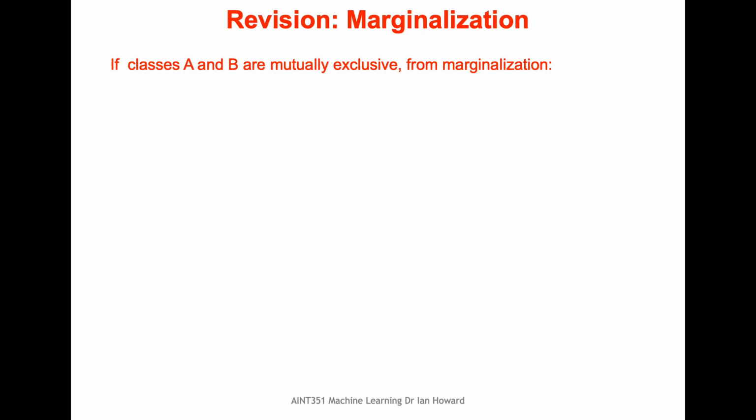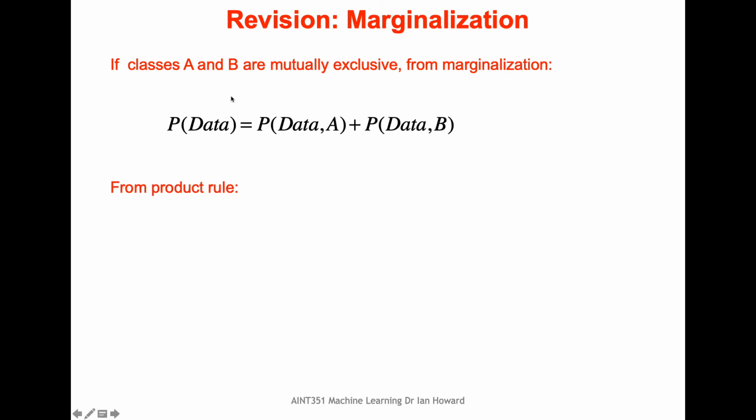Well, if we've got, let's say, two classes A and B, and they're mutually exclusive events, then the probability of the data would equal the probability of the data and event A plus the probability of the data and event B, right? If A and B are mutually exclusive. We add these two together, we've marginalised out, in this case, the class, to get the probability of the data. And this is the term that we want at the bottom of our expression. That's why we're going this way.